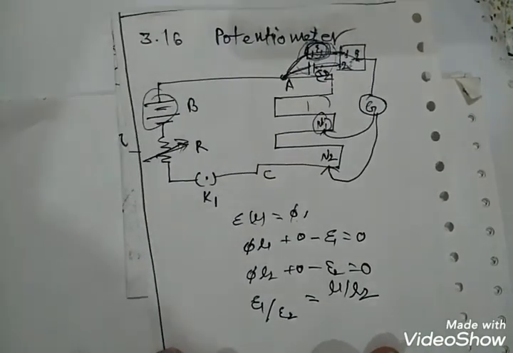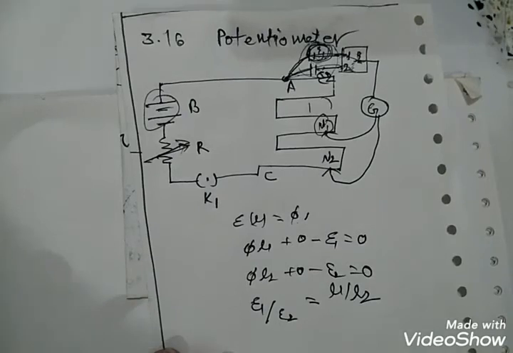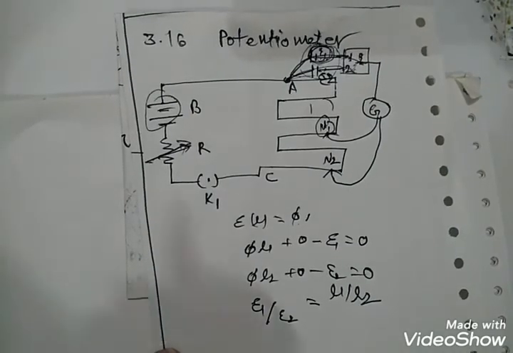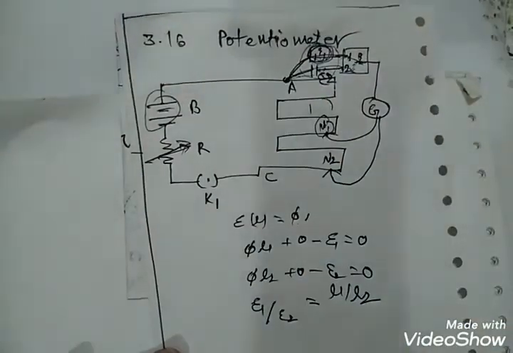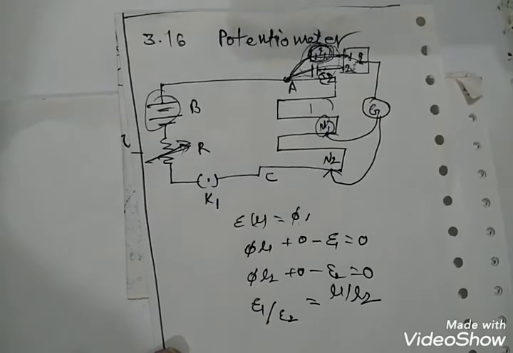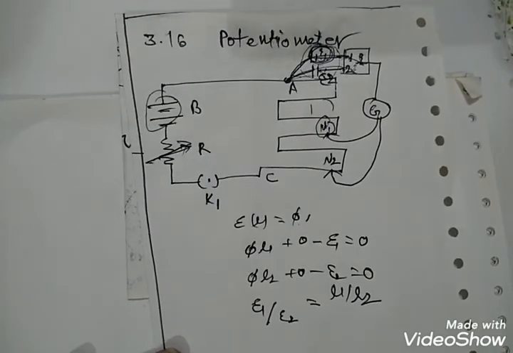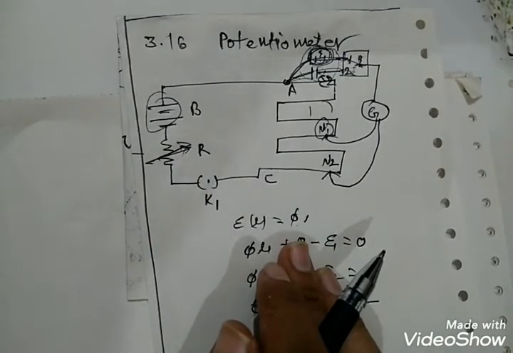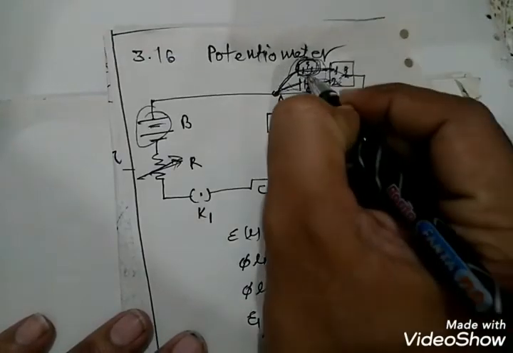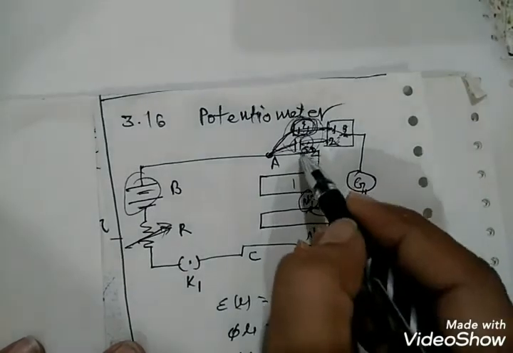This simply allows us to compare the EMFs of any two sources. Here we take two sources E1 and E2 for comparison of EMF. In practice, one of these cells is chosen as a standard cell whose EMF is known to a high degree of accuracy. Now in the second practical experiment, the potentiometer is used to find the internal resistance of a cell.